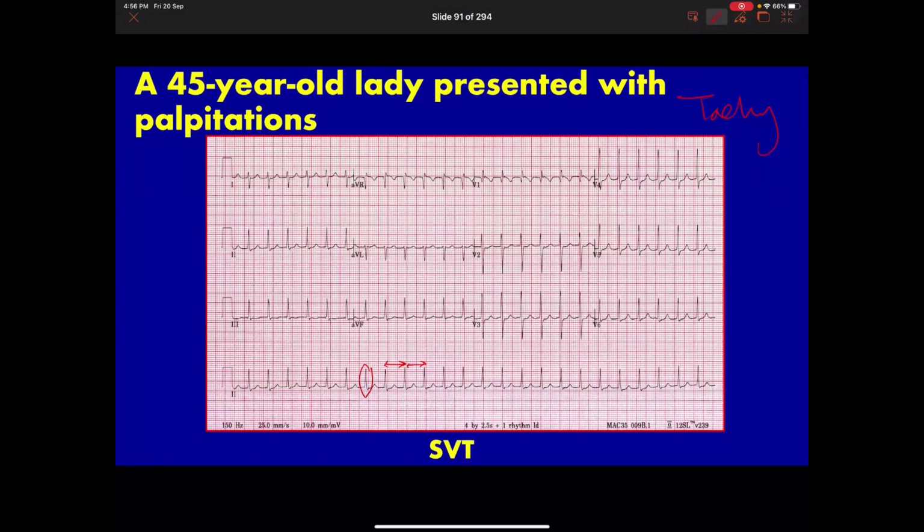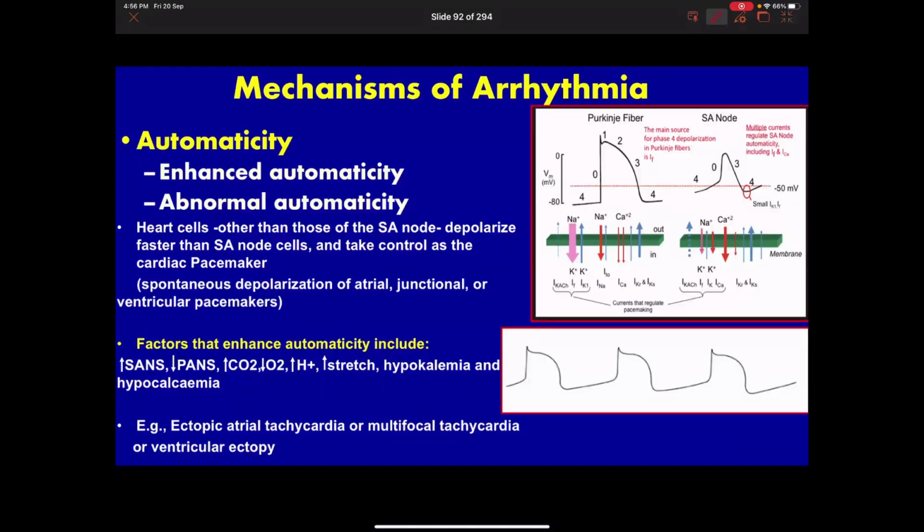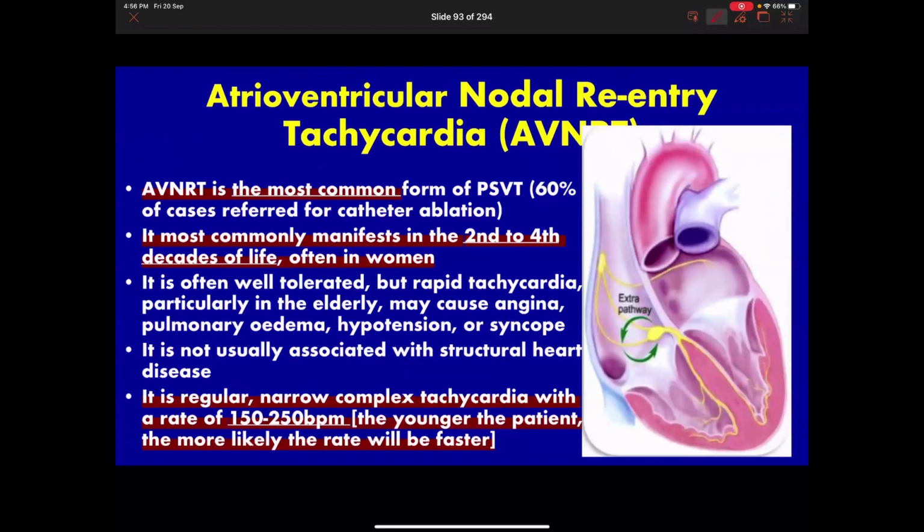Now, how does this happen? Why do arrhythmias happen in general? What you need to know from this is that in general, arrhythmias happen because there's either enhanced automaticity or abnormal automaticity, which means that the automatic SA node either depolarizes faster than normal or it's depolarizing abnormally. These are two ways this can happen. But the most important thing for you to remember is that the most common form of supraventricular tachycardia is caused by AVNRT. What's AVNRT? It's AV nodal re-entry tachycardia.